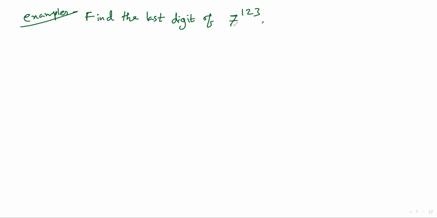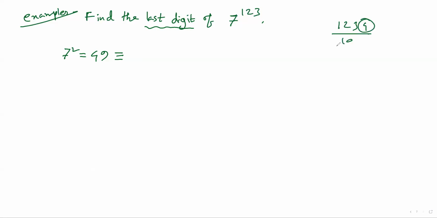So 7 to the power 123, you are not going to calculate 7 to the power 123, of course, but we can use modular arithmetic. How? Let's see how. So basically, 7 square is 49, right? And when you talk about the last digit, you talk about any number mod 10, right? If you divide a number by 10 and take the remainder, it's going to be the last digit, right? If you have a number like 1234, divide this by 10, what is the remainder?